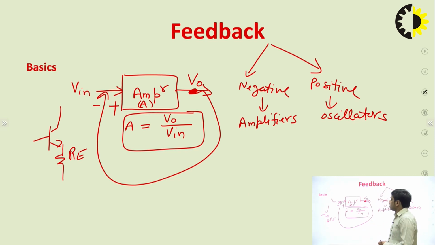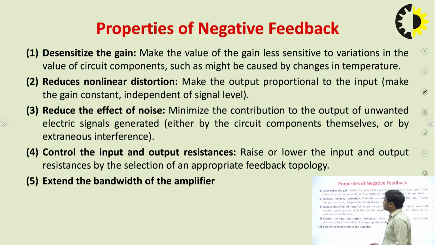Fine. So firstly, we need to understand why we are applying negative feedback in the amplifier. The reason is that negative feedback stabilizes the amplifier. This is one of the main advantages of negative feedback. But there are various other advantages also that we need to understand. So coming to the properties of negative feedback, or we can say these are the advantages of negative feedback.